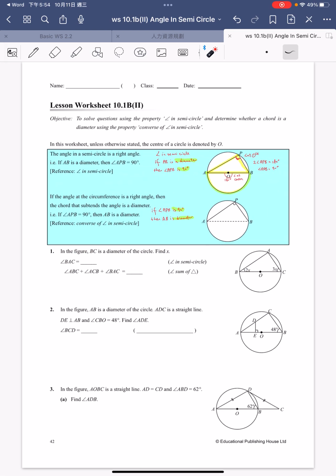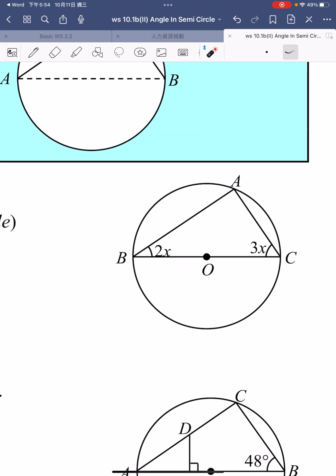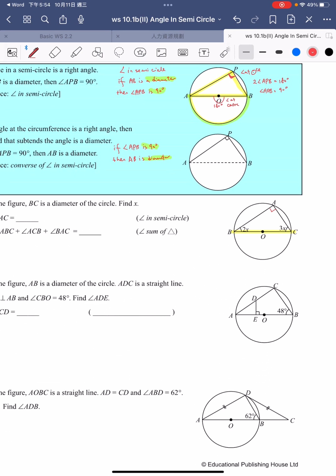Okay, so let's look at question 1. In question 1, we have BC as our diameter, and we need to find out what x is. If you look carefully at this picture, BOC is a diameter. When we have a diameter, we can find a right angle on the semicircle. Now the angle BAC is the angle in the semicircle, so the angle BAC is equal to 90 degrees.